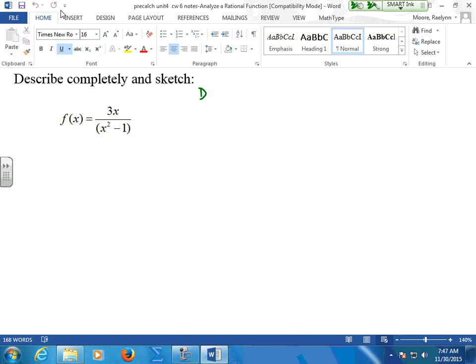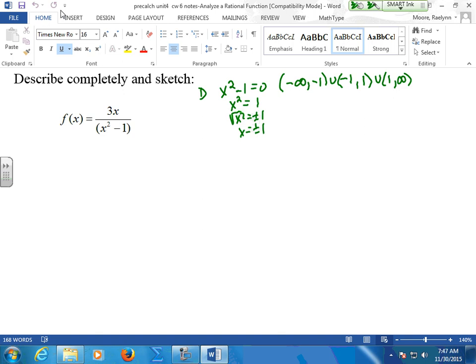So what do you say? X cannot be what? Positive or negative 1. So let's take it out of our domain. Negative infinity to negative 1, and jump over that. Or what? Negative 1 to 1. Don't forget that middle section. And 1 to infinity. Okay, don't forget that middle section.